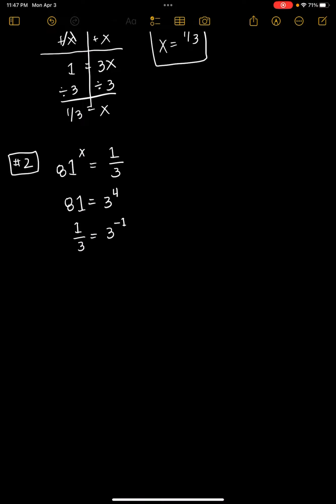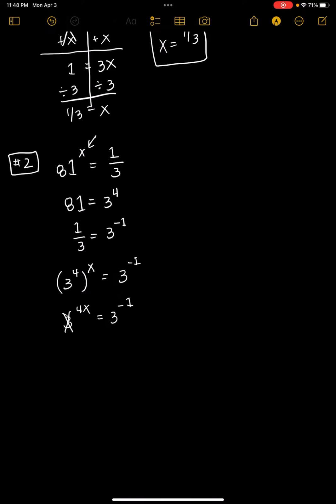So I'm going to replace the 81 with 3 to the 4th, which gives me 3 to the 4th to the x, because this x right here didn't go away with the 81, it stays there. So we leave that there, but we just change the 81 to be 3 to the 4th. And then the 1/3 changes to 3 to the -1 power. All right, and then with the parentheses, we're going to just multiply those two exponents. So I'm going to end up with 3 to the power of 4x is equal to 3 to the power of -1. Okay, now it looks really similar to that first example because now you have the same base numbers.